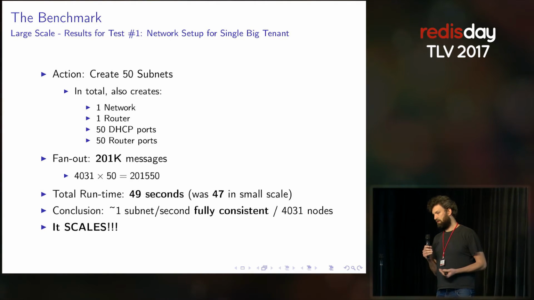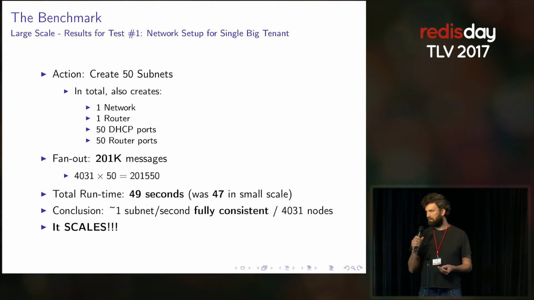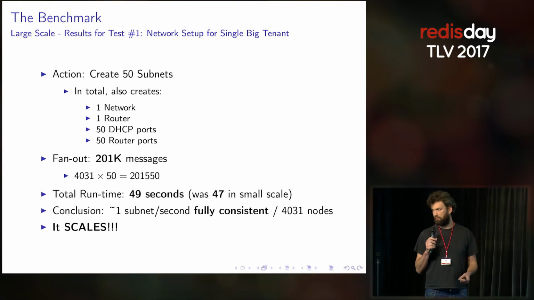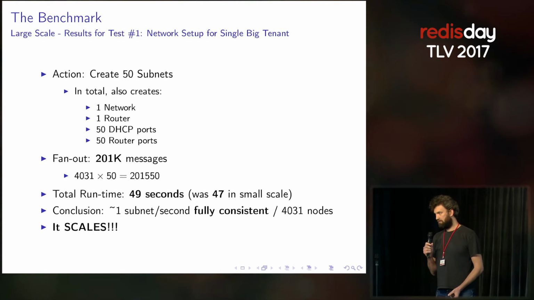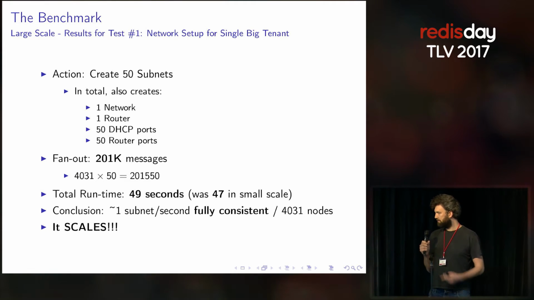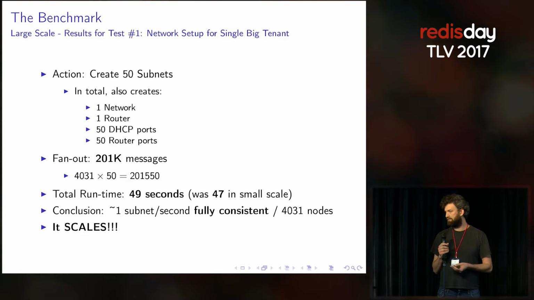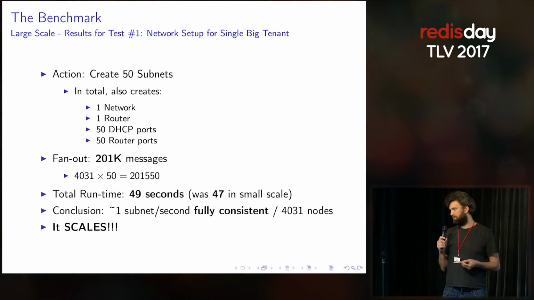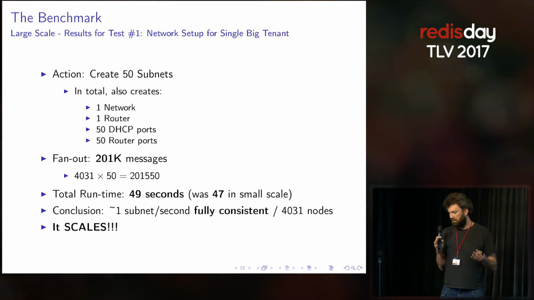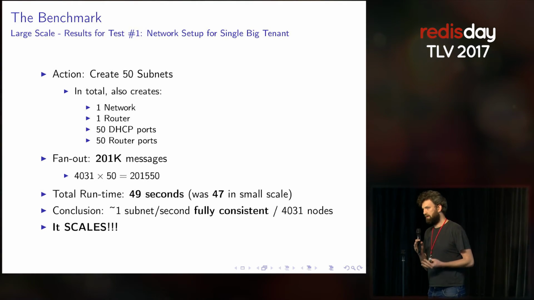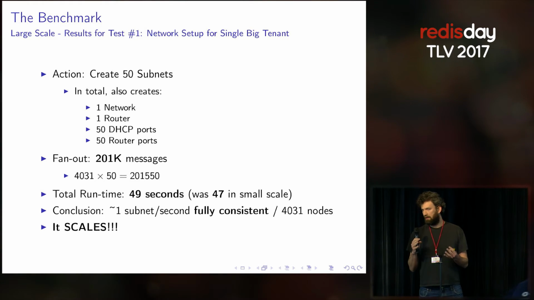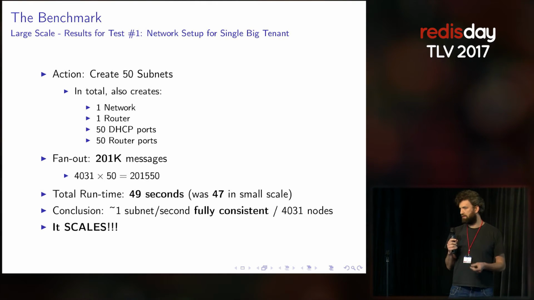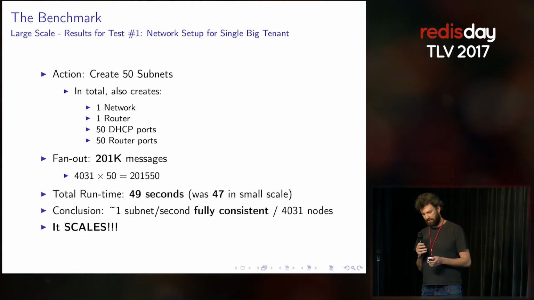Now that we have more than 4,000 nodes, this means that we have more than 200,000 messages that have to be propagated through the system, and it took 49 seconds. It's interesting to note that in the small scale, it took only 47 seconds. So we still can only make one subnet per second, but we see that this is almost unaffected by the fact that we now have 130 times the number of hosts, which I think is amazing. So this shows that our system scales and scales well.